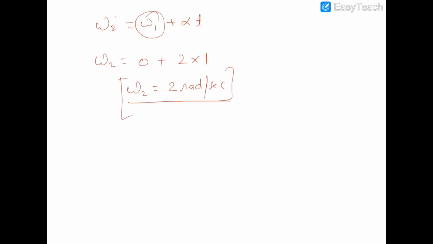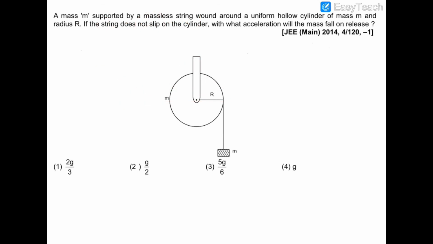Now let's move on to the next question. In this question, you can see that there is a hollow cylinder whose radius is r and whose mass is m. This cylinder is hinged from its center and it is free to rotate about this axis. Now there is a string which is wound over the cylinder, and this string is connected to a block of mass m. We are releasing this system from rest, and we have to find out the acceleration of this block on release.